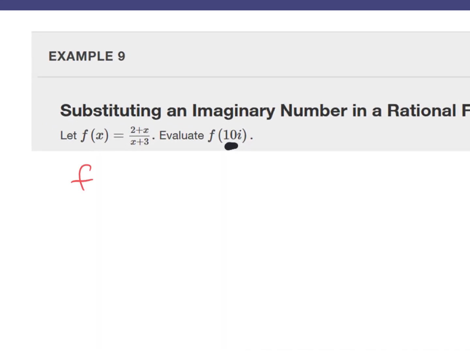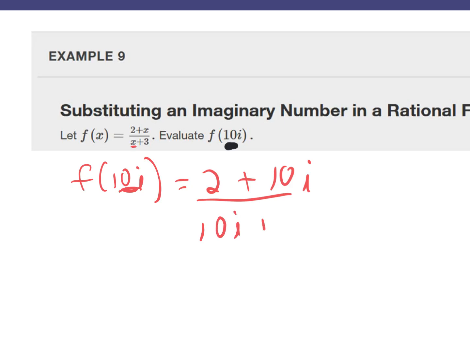f of 10i will equal to, now the numerator is 2 plus x, so it's going to be a 2 plus the 10i over, now the x is first. That becomes a 10i plus 3. 10i plus 3. Da-da! It's substituted in. But it's not simplified.